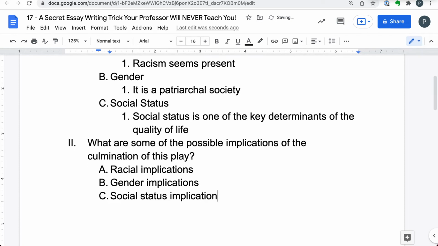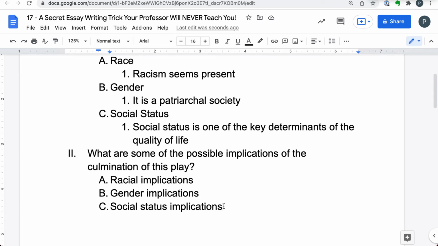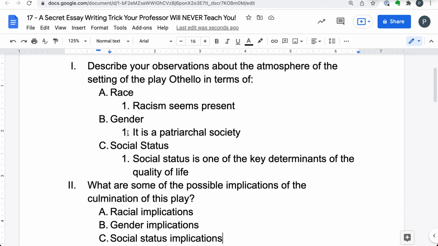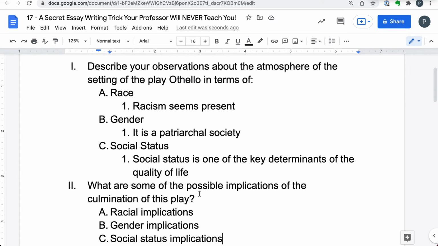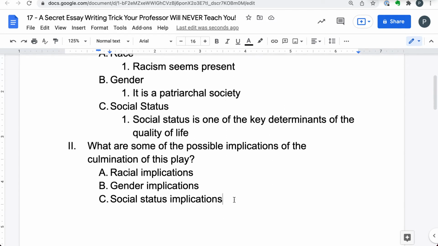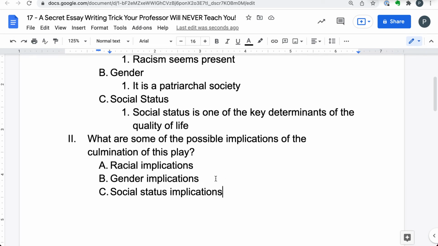Or if you want, you could even skip social status. But if you find good evidence for social status, do it that way. See, there's no problem with it whatsoever. The professor already gave you race, gender, social status, so use race, gender, social status in section 2 as well. There's absolutely nothing wrong with it. In fact, the professor would probably love for you to structure the second part this way. It just didn't occur to the professor to specify it this way.